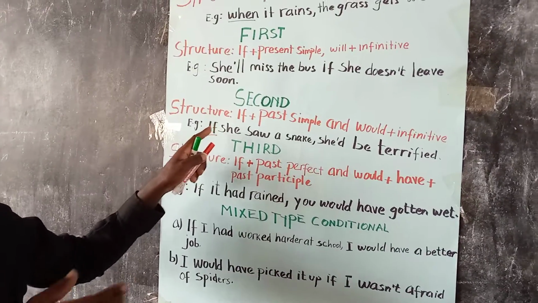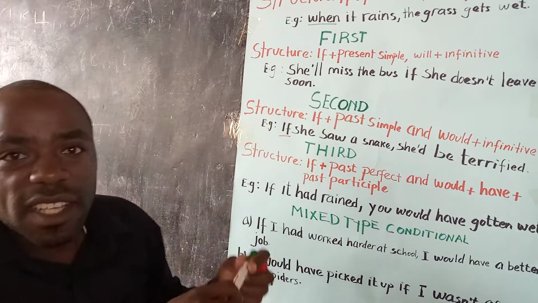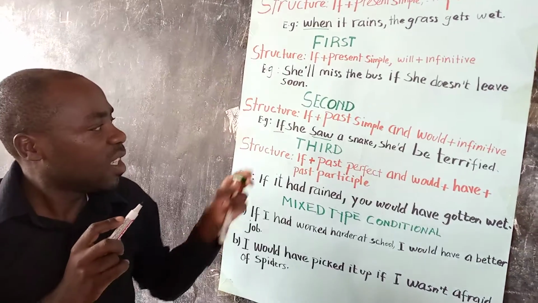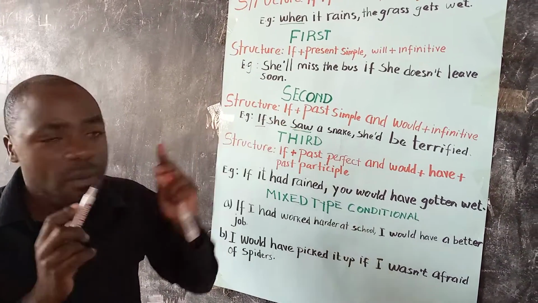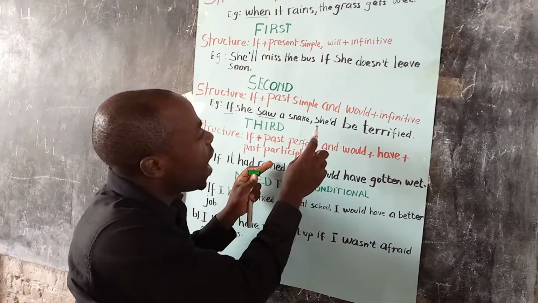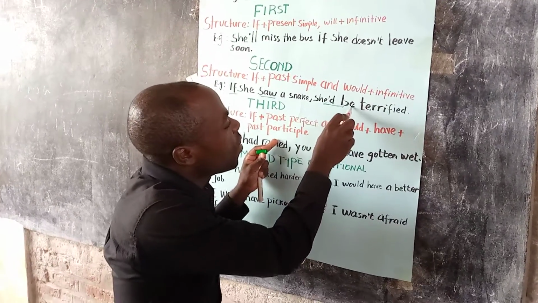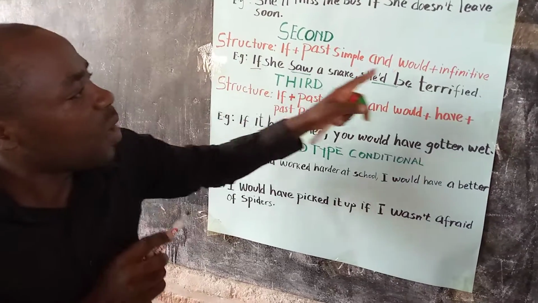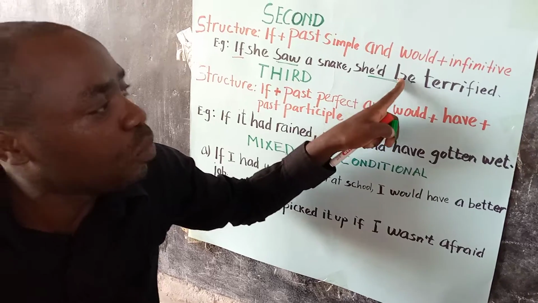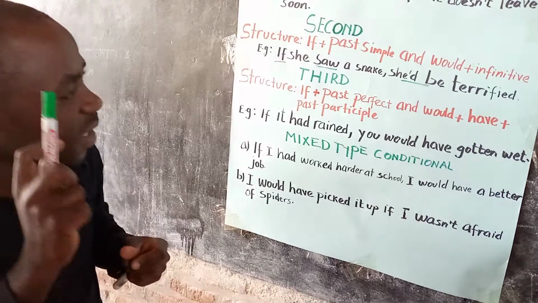This first sentence shows past simple tense. This is past simple tense. This is verb to see, verb to see in simple past. So on the other side we have she'd be terrified. This is what I call would plus infinitive. This is verb to be.